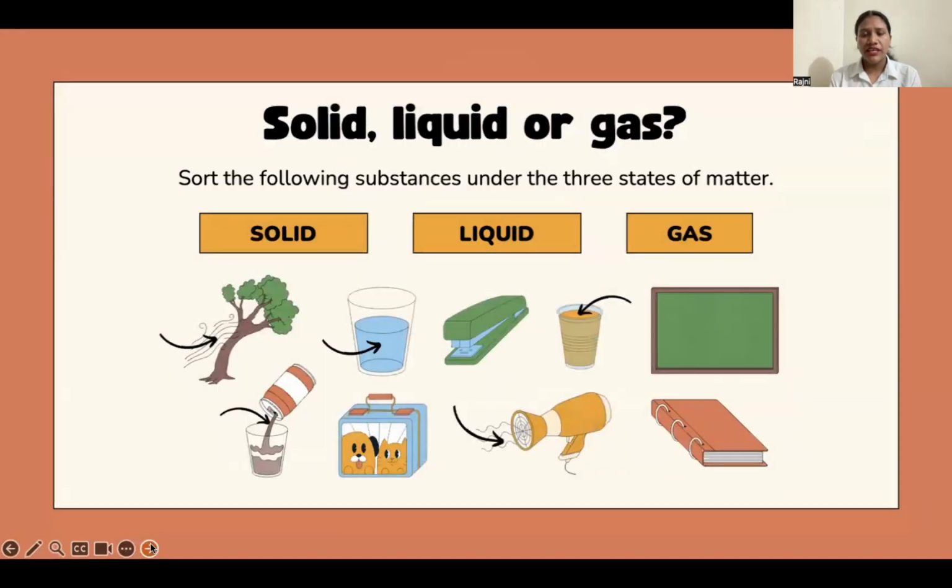Before beginning, here's a small exercise for you all. Sort the following substances under the three states of matter, that is solid, liquid and gas. Here are some pictures depicting some substances, for example lunchbox, notebook, juice. You have to put these substances under the categories solid, liquid and gas.